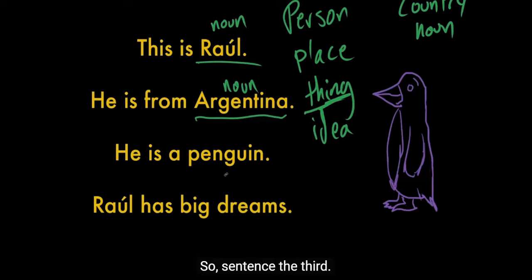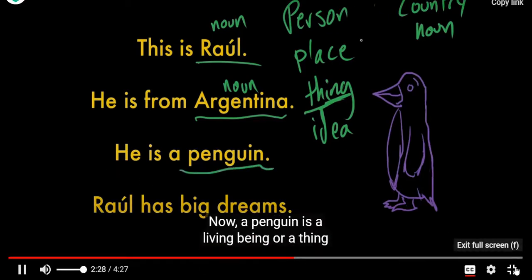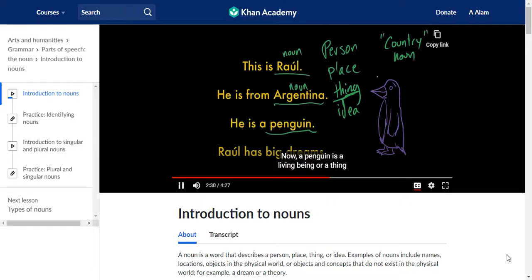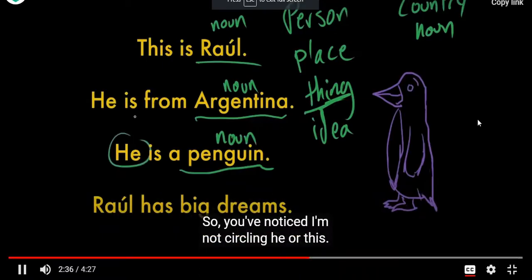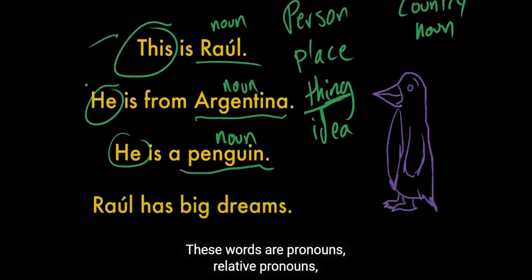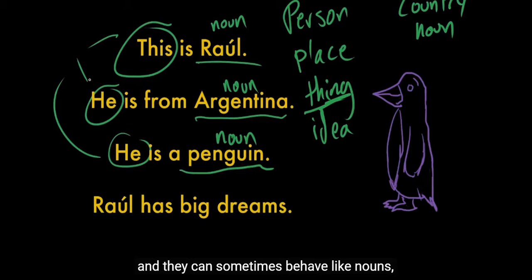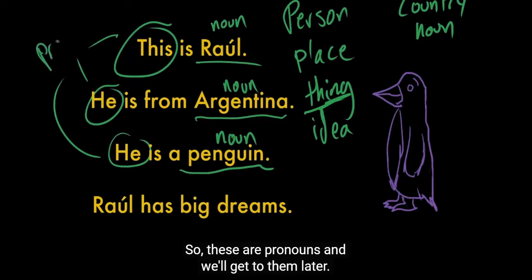So, sentence the third, he is a penguin. Now, a penguin is a living being or a thing, so we can say, oh yes, penguin, that is a noun as well. So you've noticed I'm not circling he or this. These words are pronouns or relative pronouns, and they can sometimes behave like nouns, but I wouldn't call them nouns. That'll just get confusing. So these are pronouns, and we'll get to them later.